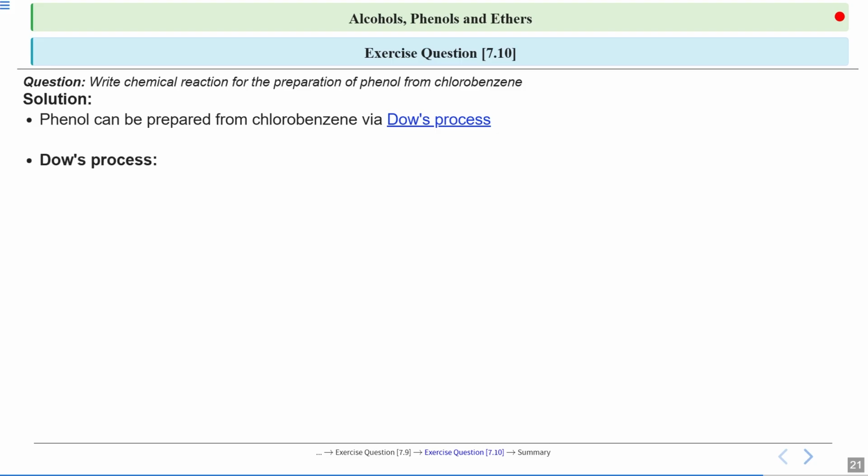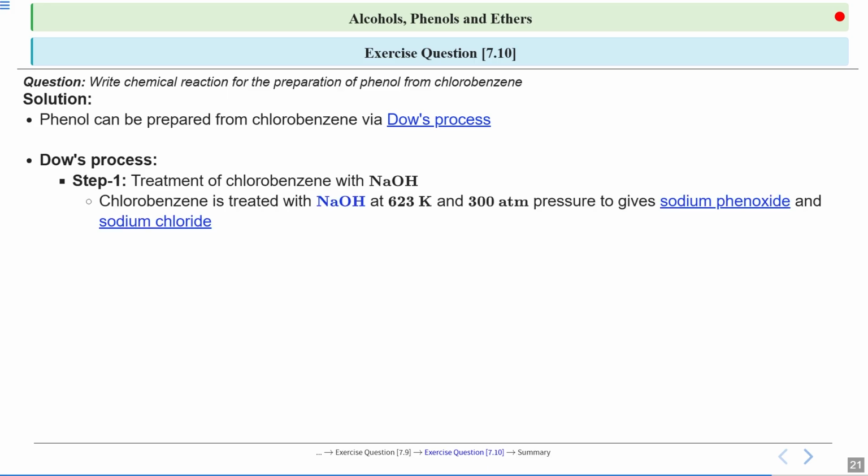We have seen the Dow process. What is it? In this Dow process, step 1 includes the treatment of chlorobenzene with sodium hydroxide at a particular temperature and pressure. When chlorobenzene is treated with sodium hydroxide at 623 Kelvin and 300 atmospheric pressure, it will give us sodium phenoxide and sodium chloride. Then step 2 includes the acidification of sodium phenoxide.